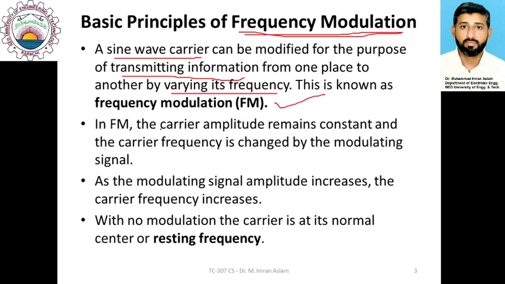So in other words, when we are using frequency modulation, the carrier amplitude remains constant. So we do not make any change in the carrier amplitude. Rather, the carrier frequency is changed by the modulating signal. So the carrier frequency is actually proportional to the amplitude of the modulating signal. So we can say that as the amplitude of the modulating signal increases, the carrier frequency would also increase, and similarly if the amplitude decreases, the carrier frequency would also decrease.